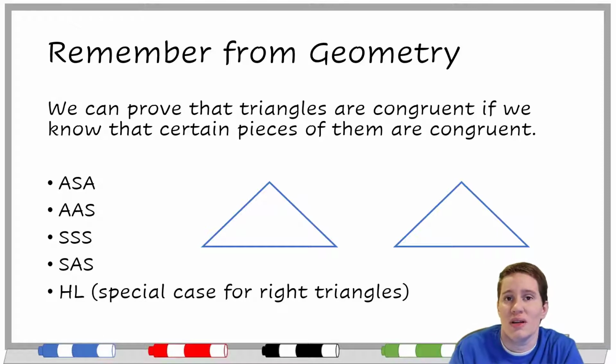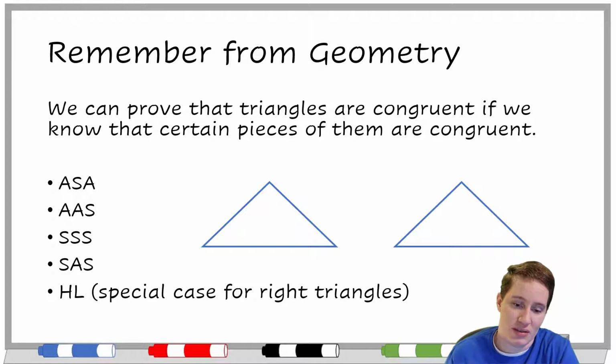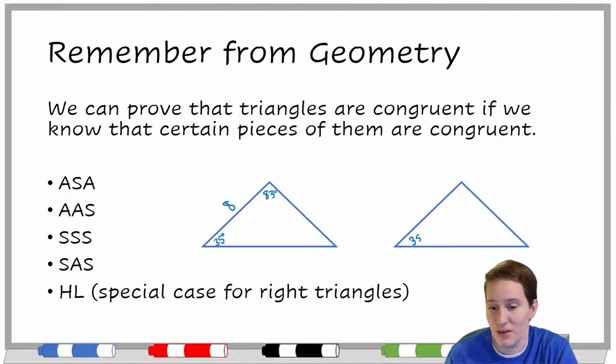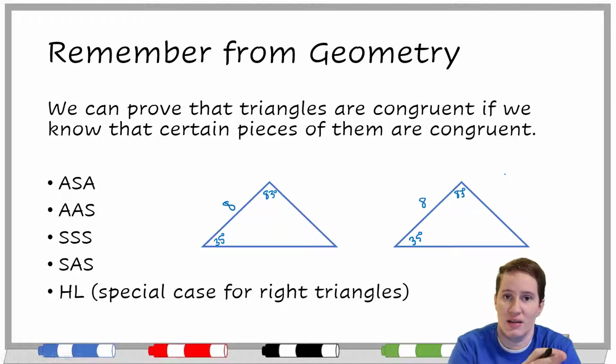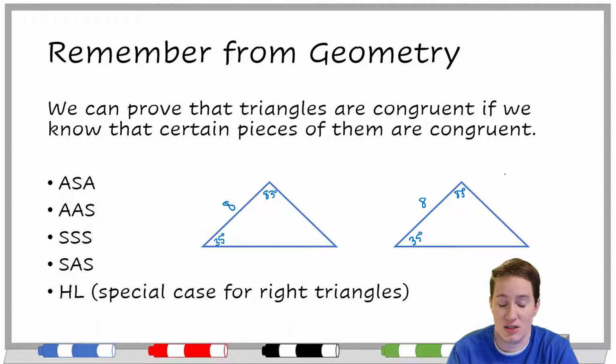And the way we look at this when we're actually talking about the triangles is we're saying that if I know that this angle is 35, and I know this side is 8, and I know that this angle is 83, and then on this other triangle, if I know that same information, then by the angle side angle congruence theorem, I know that these triangles are congruent, that the rest of the sides and angles that I haven't listed also have to be the same as each other.